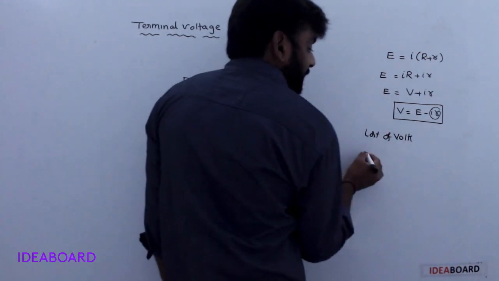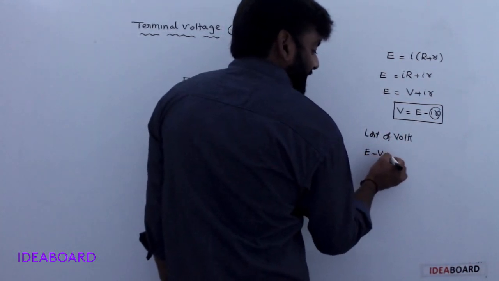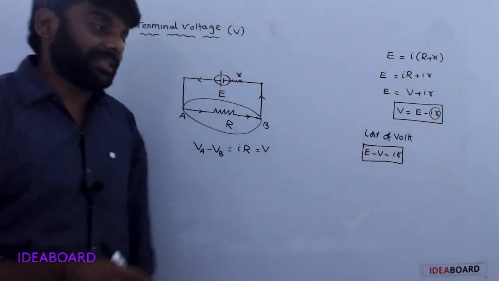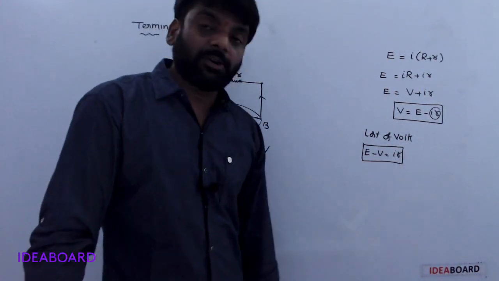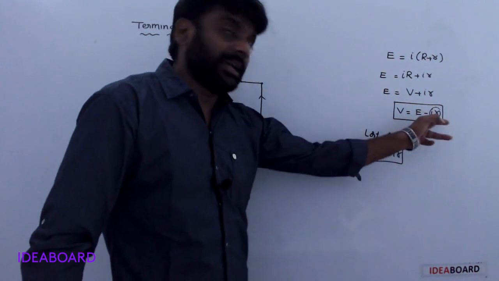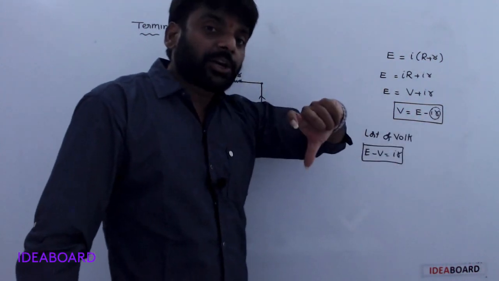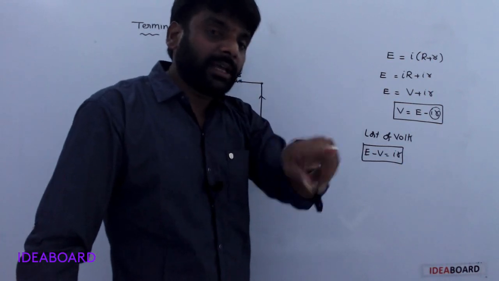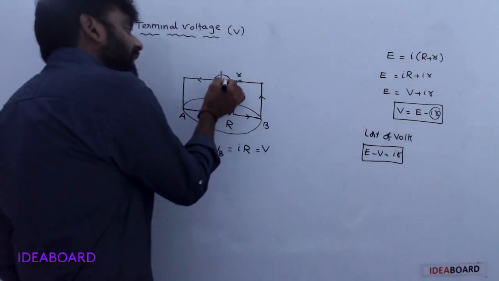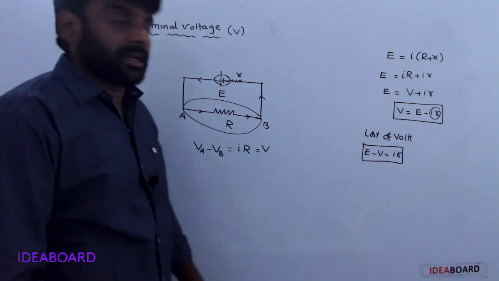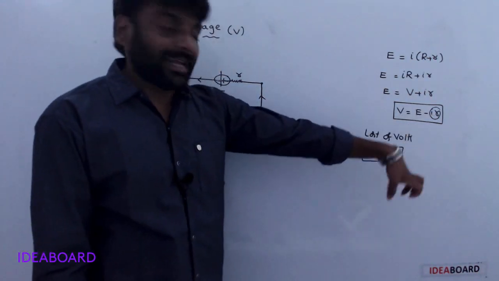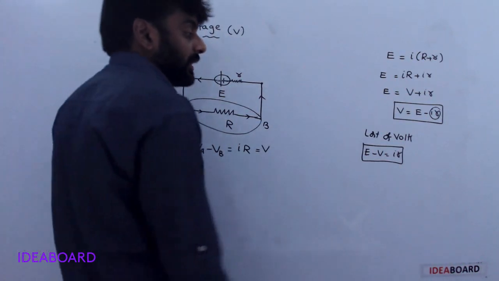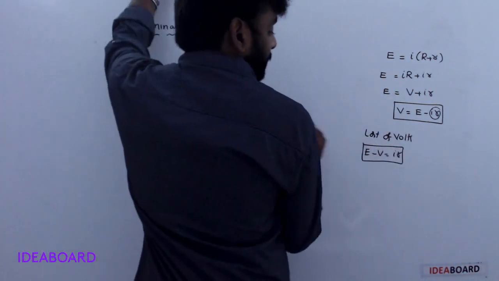Loss of volts means E minus V is equal to IR. It is the potential drop across the electrolyte. Due to that only, current is passing through the electrolyte. So E minus V is equal to IR is the loss of voltage.